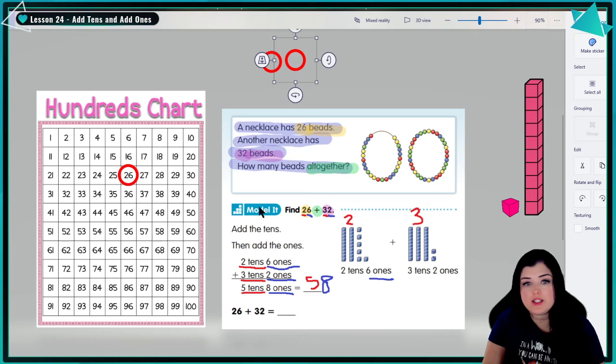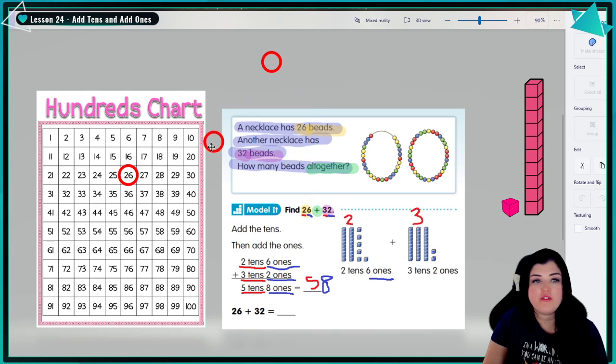So I know 26 has two groups of 10, and 32 has 3 groups of 10. So I'm going to start by adding 3 groups of 10. And to do that, I'm going to count down 3 times. Ready? 1, 2, 3. And I landed on the number 56.